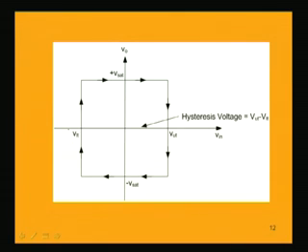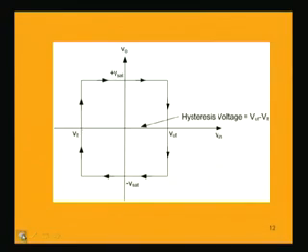So, when V in is less than the lower threshold voltage in this portion, then immediately the output voltage jumps from minus V sat to plus V sat. So, a complete hysteresis is obtained, and this hysteresis voltage is known as the difference between the upper threshold voltage and lower threshold voltage, that is VUT minus VLT is the threshold voltage.